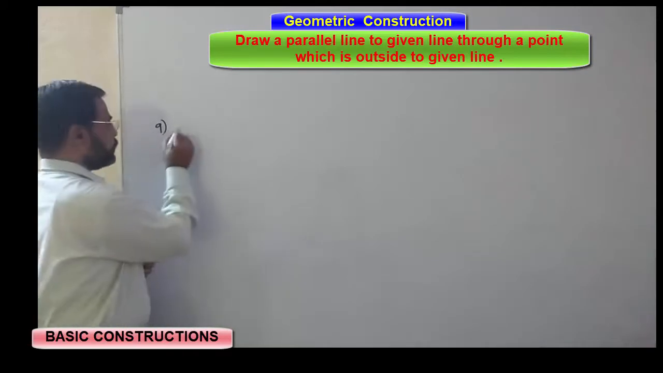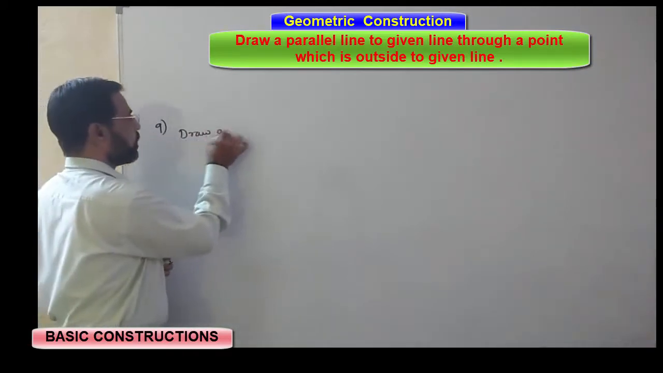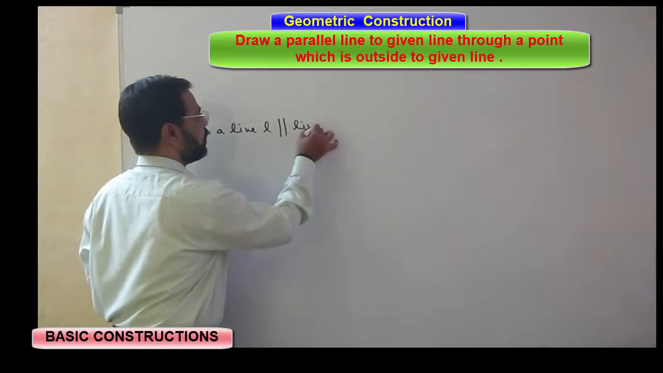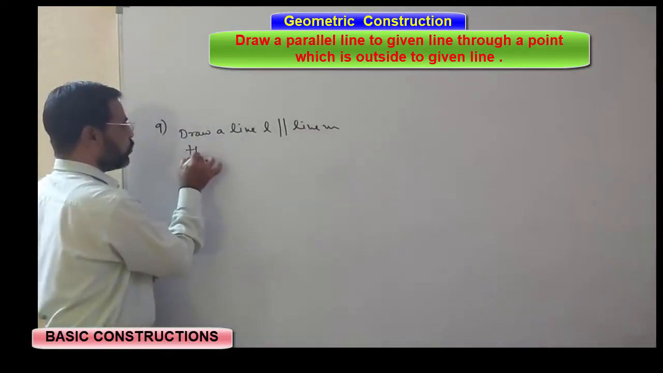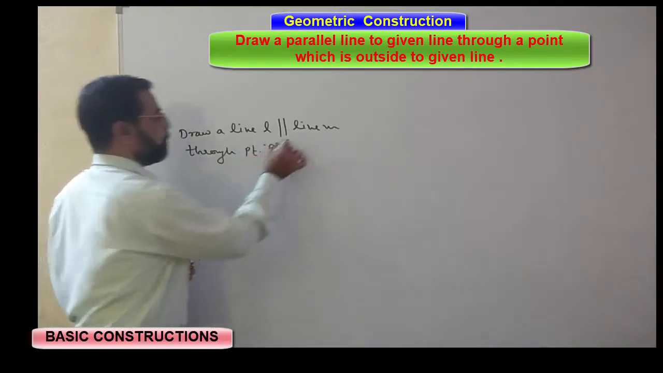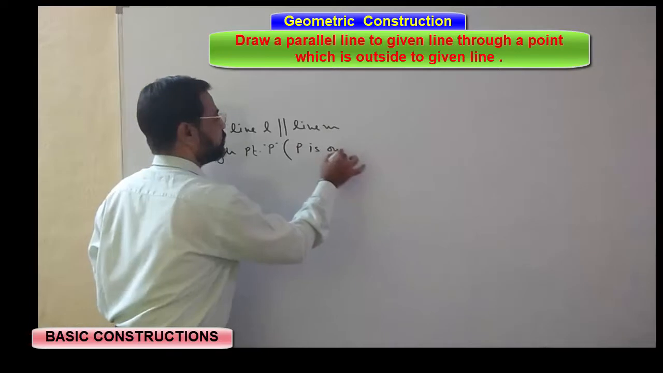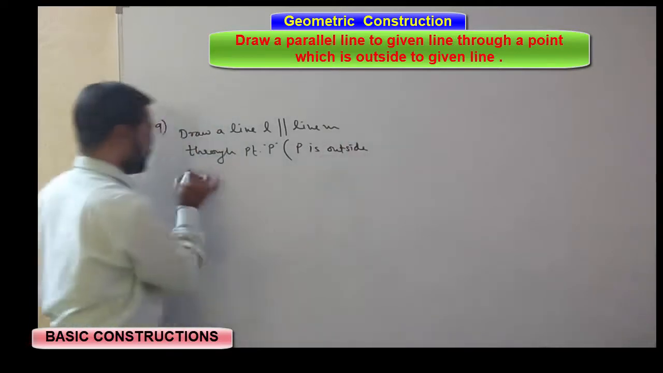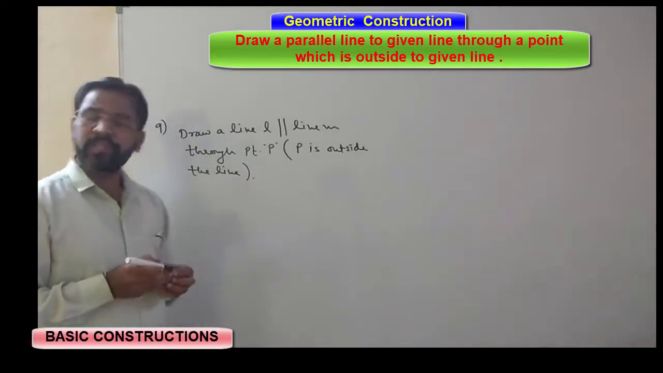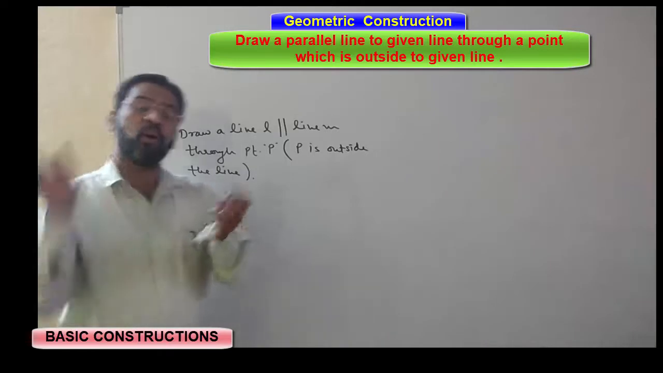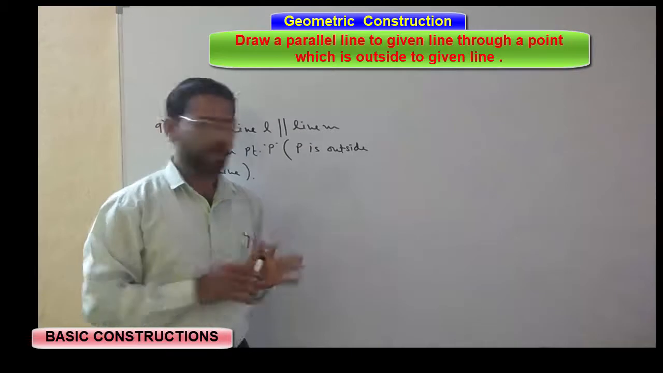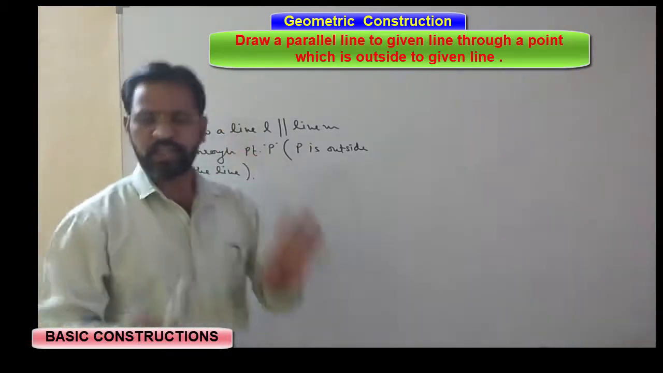Ninth one: draw a line L parallel to line M through point P, where P is outside the line. Now look here, this particular construction we can draw using all three: alternate, corresponding and interior angles. Here we can draw by three ways. Just try to observe here.